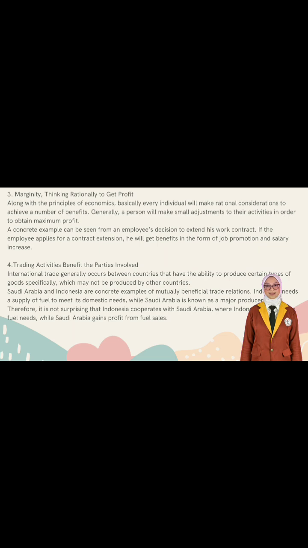Saudi Arabia and Indonesia are concrete examples of mutually beneficial trade relations. Indonesia needs a supply of fuel to meet its domestic needs, while Saudi Arabia is known as a major producer of fuel. Therefore, it is not surprising that Indonesia cooperates with Saudi Arabia, where Indonesia can meet its fuel needs, while Saudi Arabia gains profit from fuel sales.